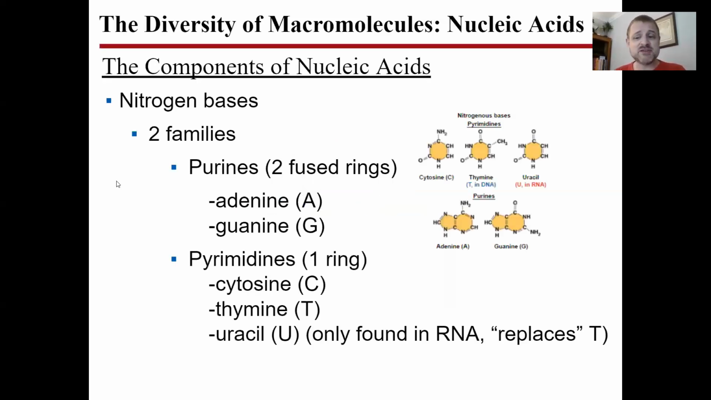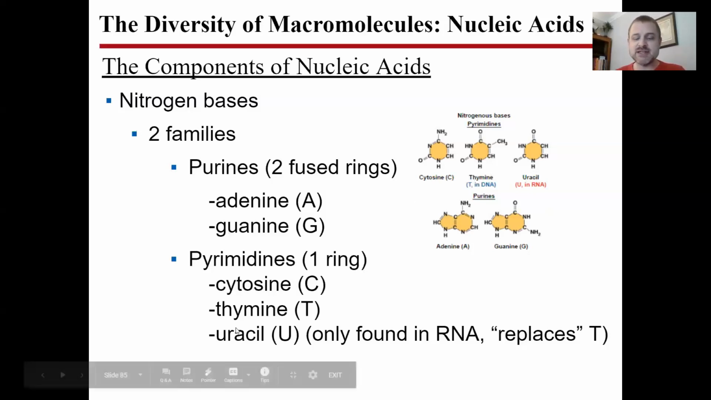The nitrogen bases, you've done this before. There's 5 of them total. There's only 4 in DNA and 4 in RNA: adenine, guanine, cytosine, thymine, and then uracil in RNA. Purines are big boys. Purines are adenine and guanine. They're 2 rings fused together. Pyrimidines only have 1 ring: cytosine, thymine, and uracil. In DNA, you have A, G, C, and T. In RNA, you have A, G, C, and U. In RNA, there's no thymine.